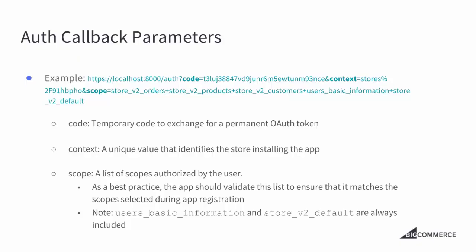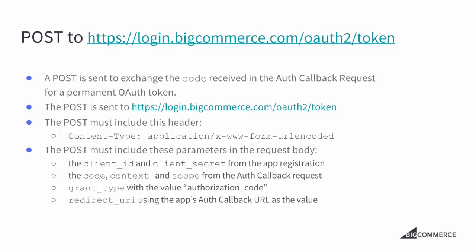At this point, the app should have received a GET request with the code, context, and scope parameters at the Auth callback URL. If it did not, check to ensure your server can accept encrypted connections via TLS protocol. Once the app has received the GET request, it will need to send a POST request to login.bigcommerce.com/OAuth2/token to exchange the code for the OAuth token.